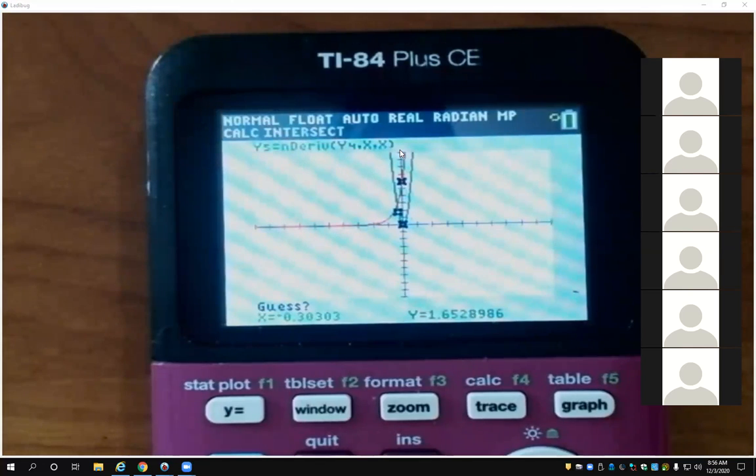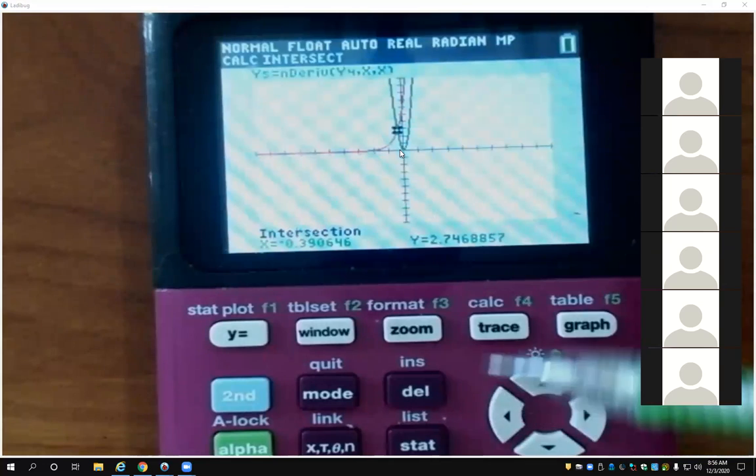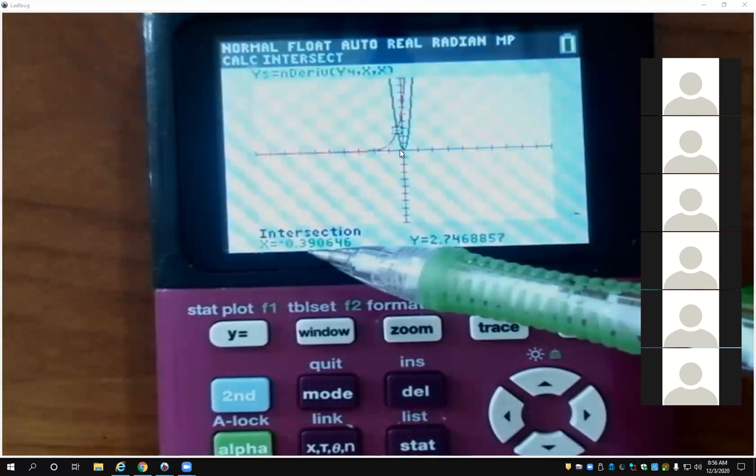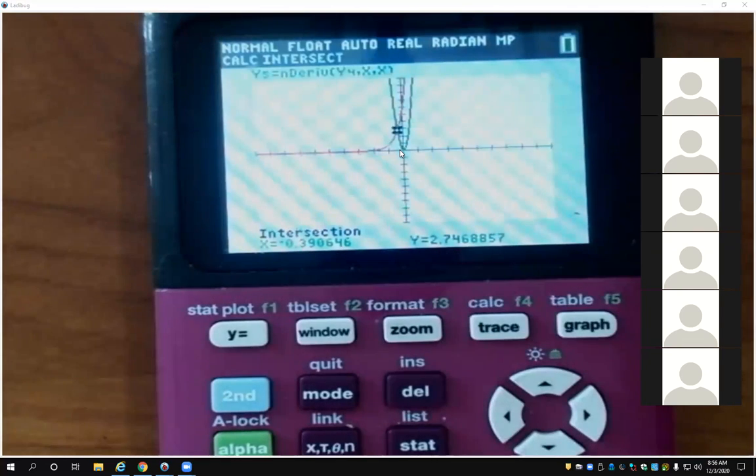I hit enter, and eventually it tells me the intersection is at an X value of negative 0.3906, which is C, negative 0.391.